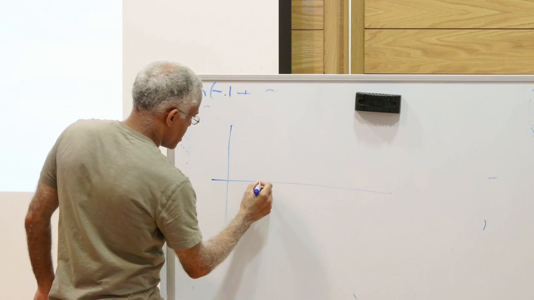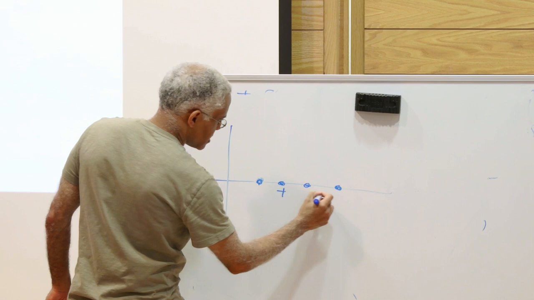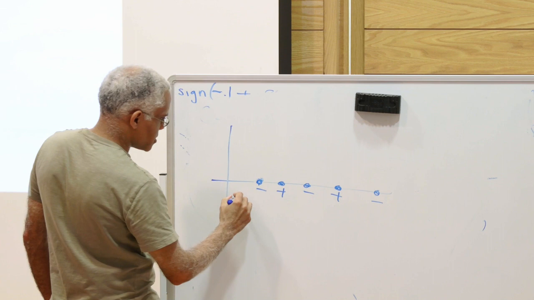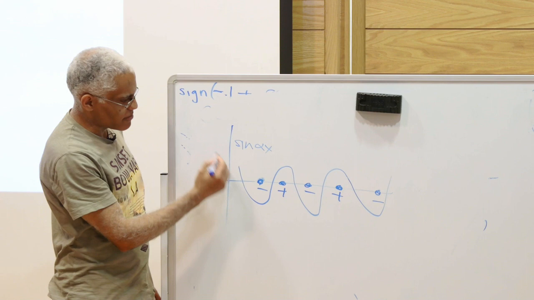Let's say I want to shatter this set here. So I've got a set of points I want to shatter, and I want to realize every labeling. So here's a labeling. And what I can do to realize this labeling is if my sign somehow behaves like this. So this is sine alpha x for some alpha. Then I've realized that labeling.